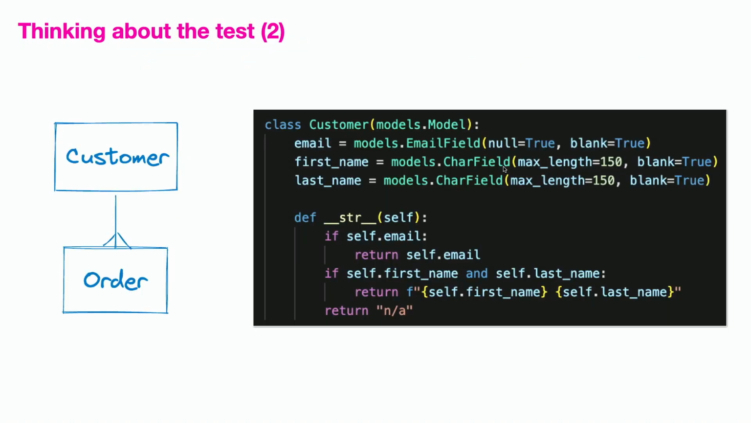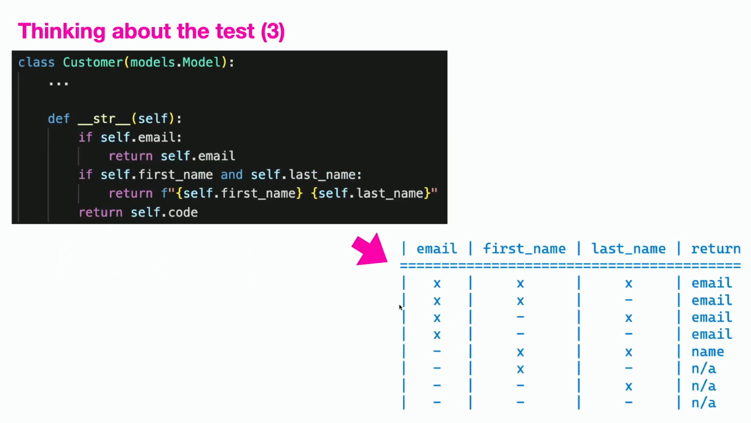So let's get a very small function here. You have a customer, email, first name and last name. If the email is set, return the email. If the email is unset, try to return the name, if both first name and last name are set, otherwise return not available. So if we try to use white box testing, we would have 8 tests for this simple function. We would need 8 test cases, with all the states.